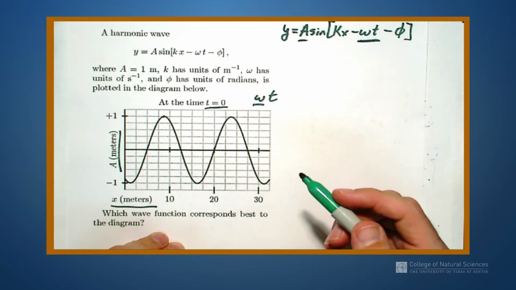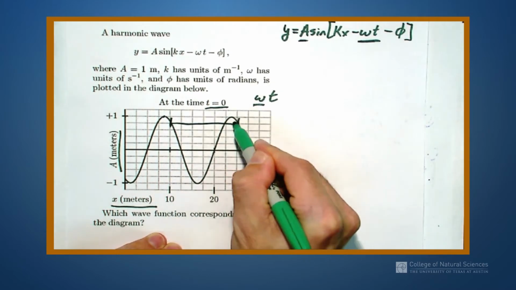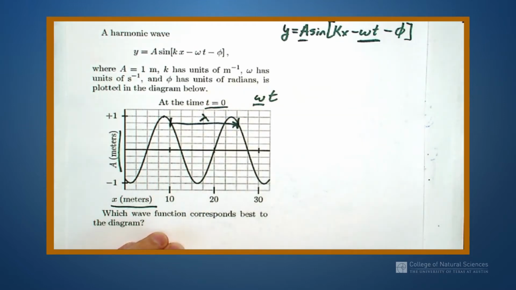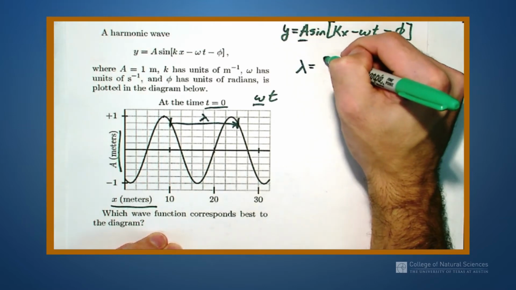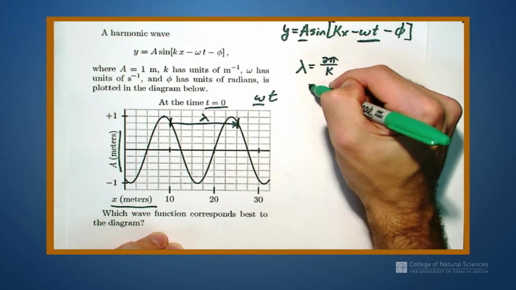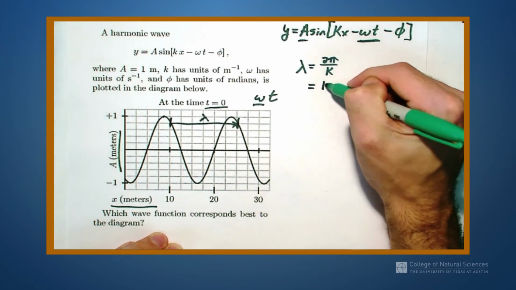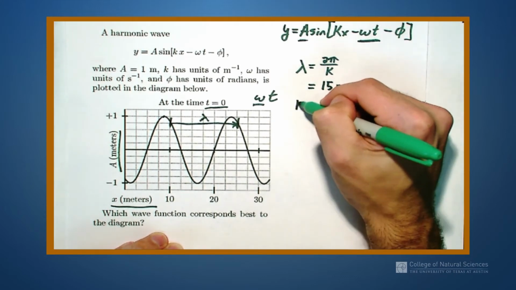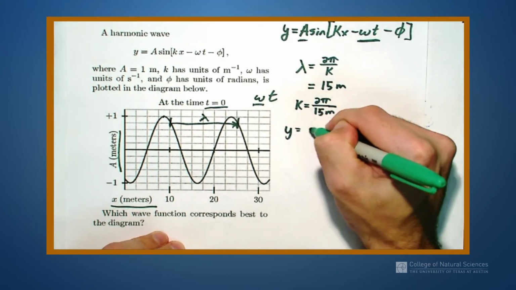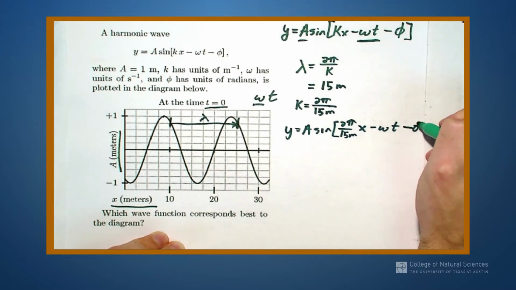I'm going to look at a couple of points here. Right here, this point and this point, the distance between the two, we go down, up, and a little bit back down, so I repeat myself. So this is one wavelength. I know that one wavelength is equal to 2 pi over k, k being our wave number. And I know that this lambda is equal to, it goes 10, 15, 20, 25, 15 meters. So k is equal to 2 pi over 15 meters. So I can rewrite my equation: y is equal to A sine of 2 pi over 15 meters times x minus omega t minus phi.